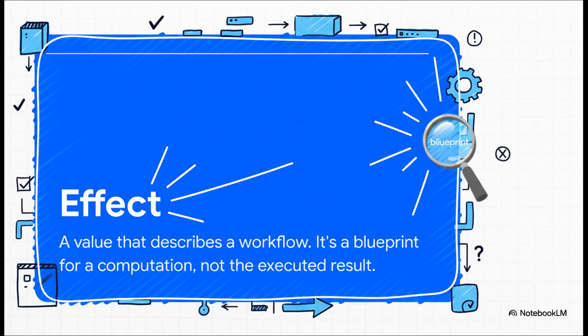So, what is an effect, really? Well, think of it like a recipe for a cake. The recipe itself isn't the cake, right? It's just the detailed set of instructions for how to make the cake. An effect is exactly that, a blueprint. It describes a job to be done, but it hasn't run yet. And because it hasn't run, we get this incredible amount of control over when and how it actually executes.